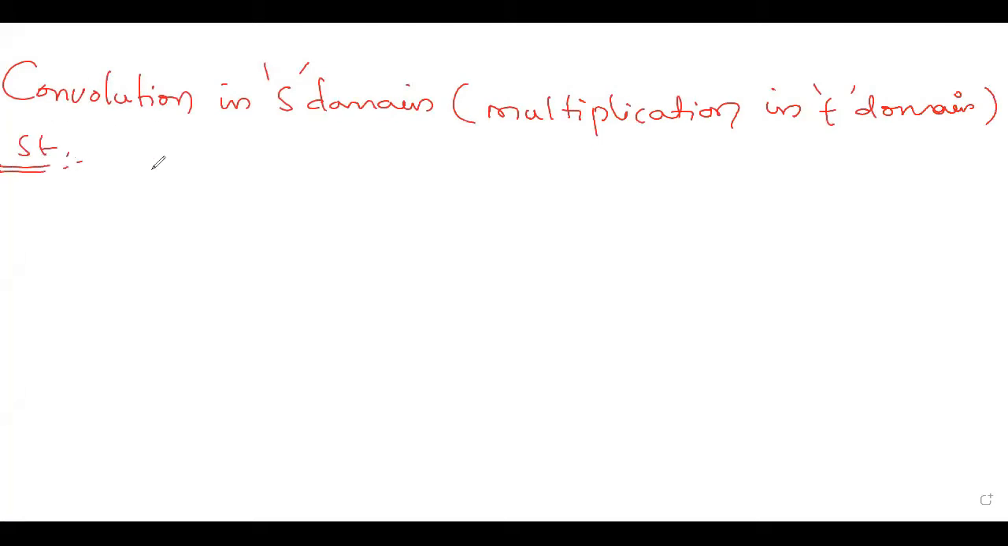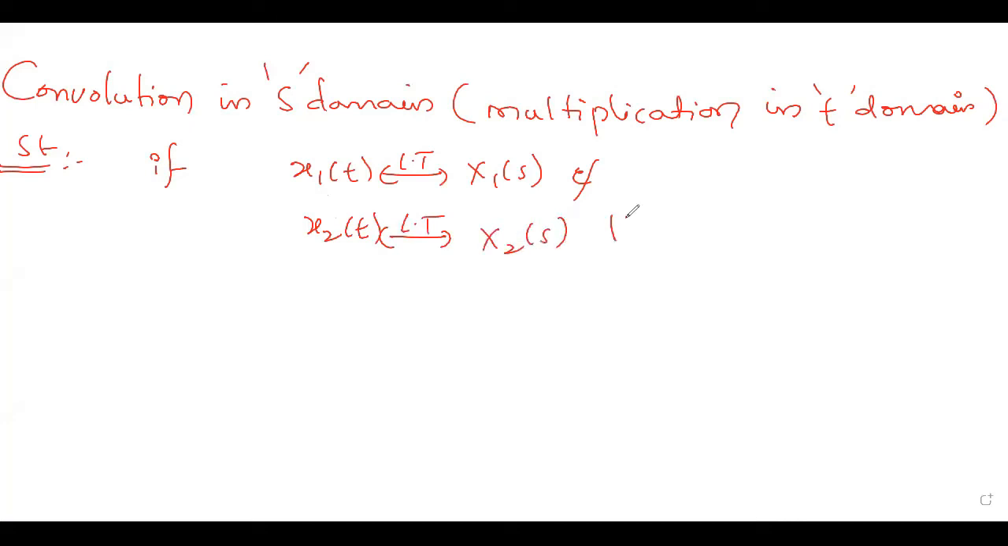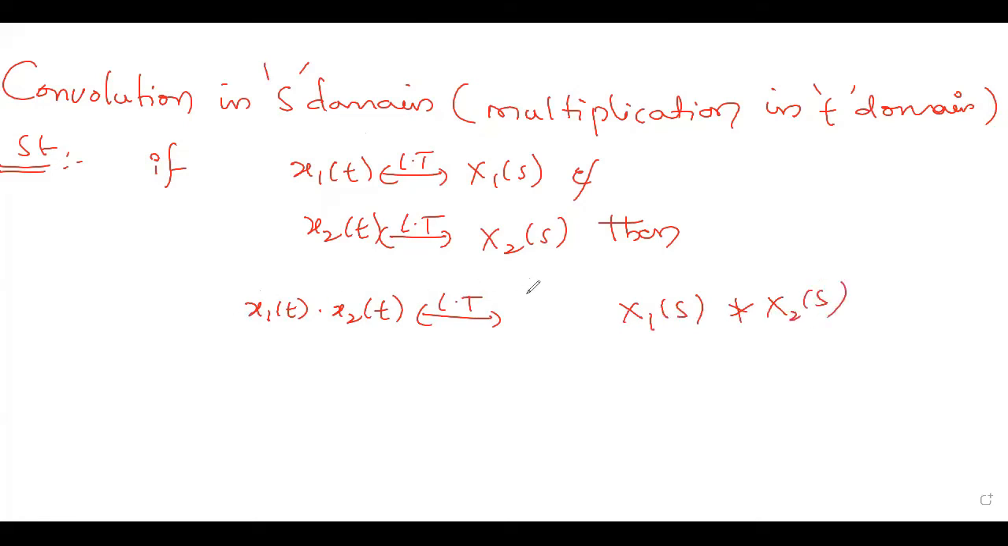Statement: if x1 of t Laplace transform is x1 of s and x2 of t Laplace transform is x2 of s, then the convolution in S domain or multiplication in time domain property states that x1 of t into x2 of t, what is its Laplace transform? x1 of s convolution x2 of s, but there 1 by 2 pi was there. Here 1 by 2 pi j.